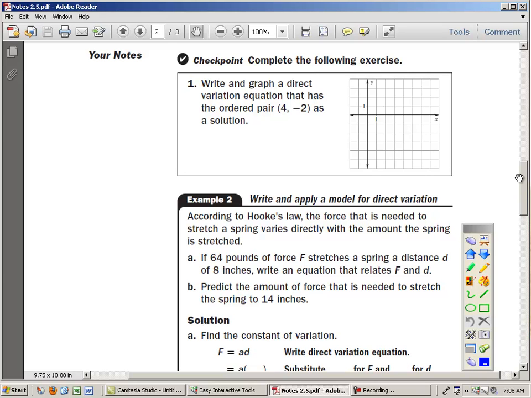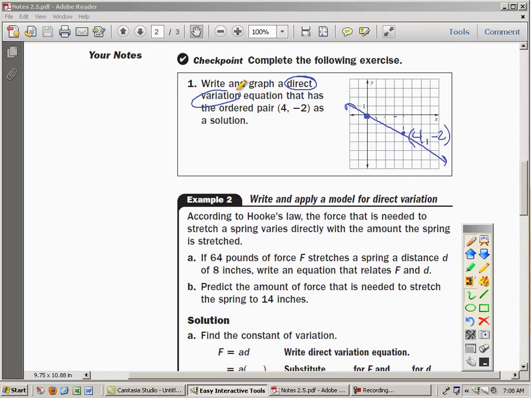All right, so we're going to write and graph a direct variation equation that has the ordered pair 4, -2. So first we're going to graph 1, 2, 3, 4, and -2. There's that point right there, 4, -2. And if you like the method I finished with last time, we can simply connect those 2 points with a line, because since it's a direct variation, it has to go through the origin. So it's down 2 over 4. And so my slope is down 2 over 4, which is the same as -1/2. So my direct variation is y equals -1/2 x. So that's one way to do it.